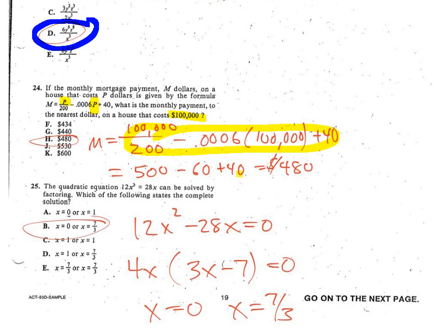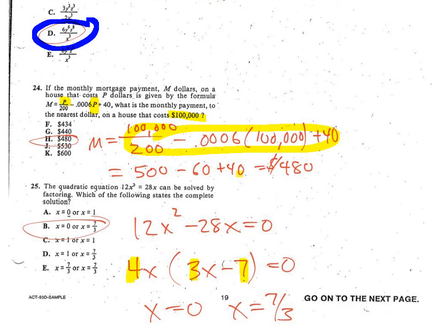And finally, for 25 on this page, it says the quadratic equation can be solved by factoring. Well, in order to factor, you need to group everything on the same side. So I'd start by subtracting 28x to the other side and setting it equal to 0. Once I've done that, I see what common factor they have. 12 and 28 have a common factor of 4. So I take out that 4, and when I divide the 12 by 4, I get 3. When I take the 28 divided by 4, I get 7.